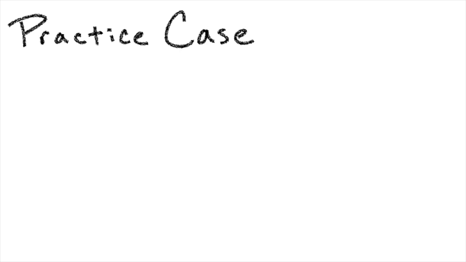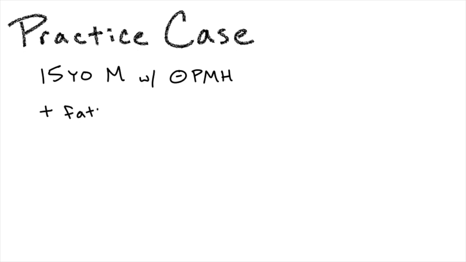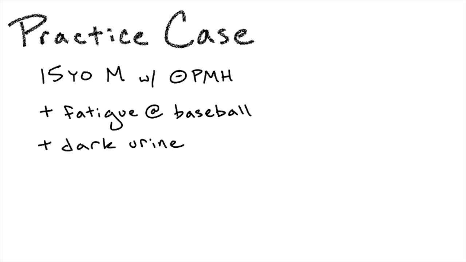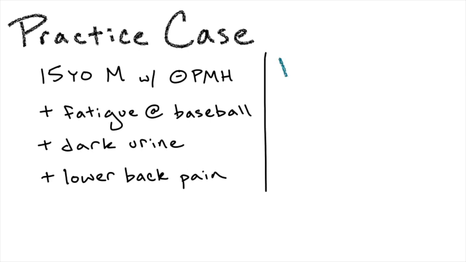Your patient is a 15-year-old male with no significant past medical history. He complains of extreme fatigue at the beginning of every baseball practice and was concerned by the dark color of his urine after a workout left him with extreme lower back pain. You decide to admit him. What further workup do you want to do first? You can pause the video to think.